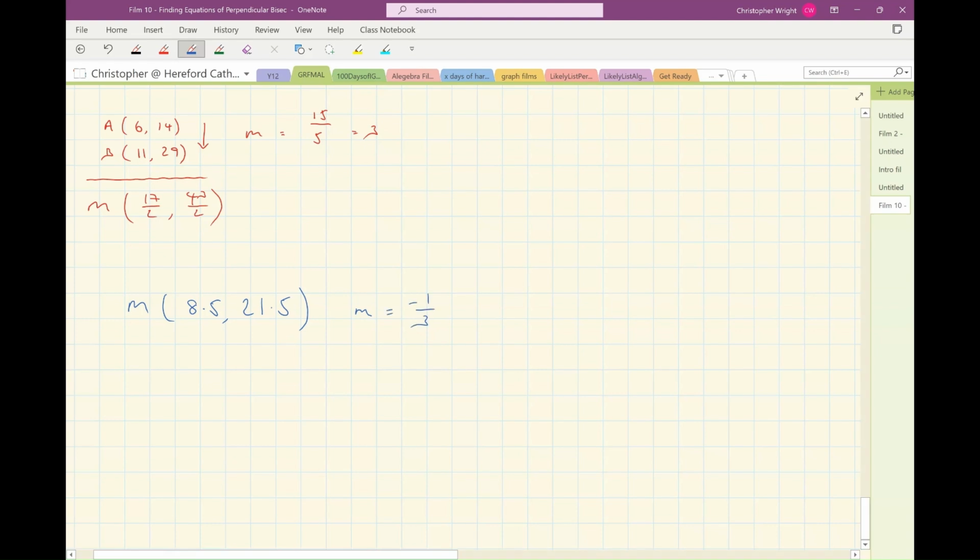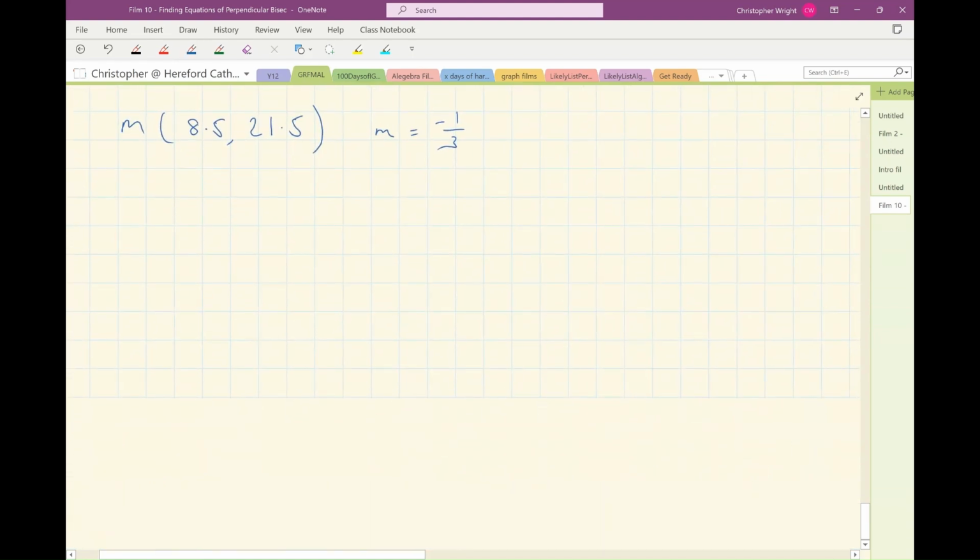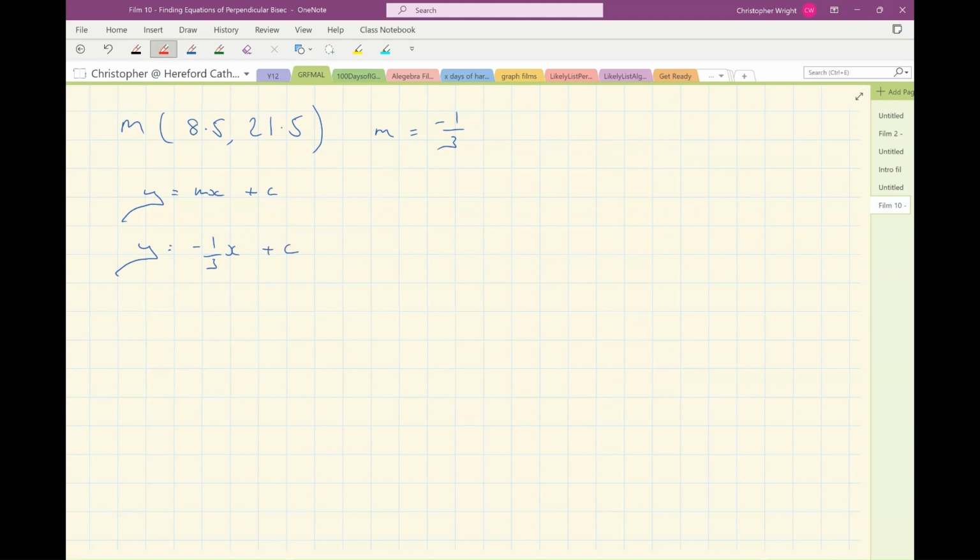Now I know a point on the perpendicular bisector, and I know the gradient of the perpendicular bisector, so I can work out its equation. So I know it's going to be y equals mx plus c. So that's going to be y equals minus a third x plus c. Now let's use the point. I know that when x is 8.5, y is 21.5. So 21.5 equals minus a third times 8.5 plus c.